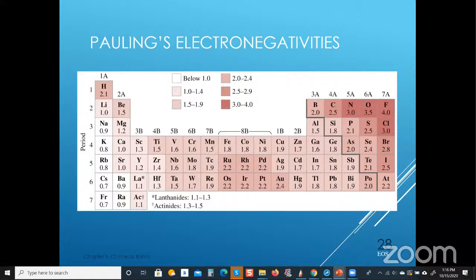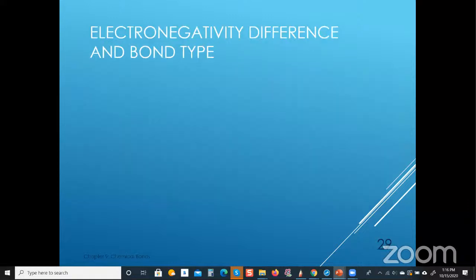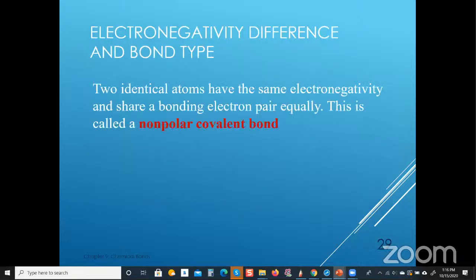So we were talking about electronegativities, and the electronegativity can have some influence on the type of bonding that takes place between two atoms, all right? Now, consider this. If you have two identical atoms bonded to each other, for example, in the case of the oxygen molecule or in the case of the nitrogen molecule, right?